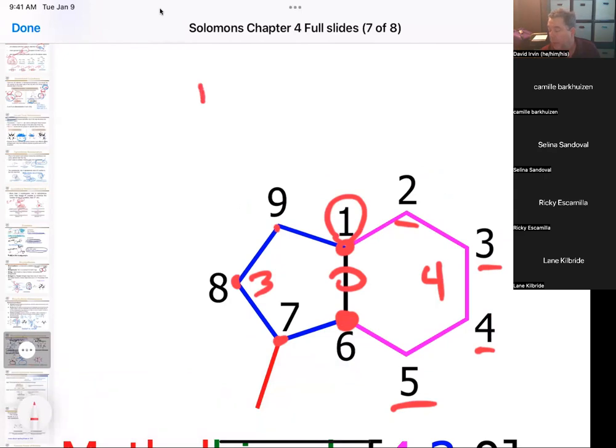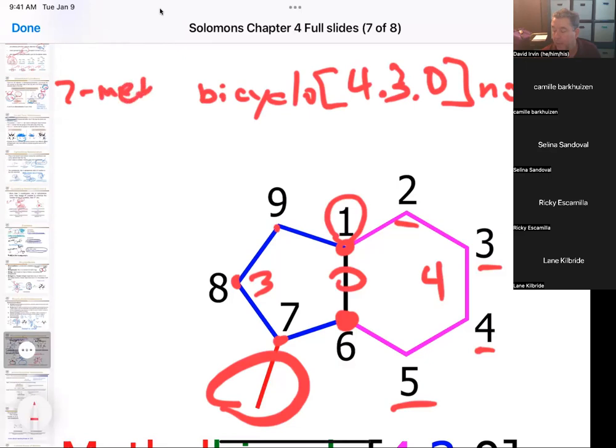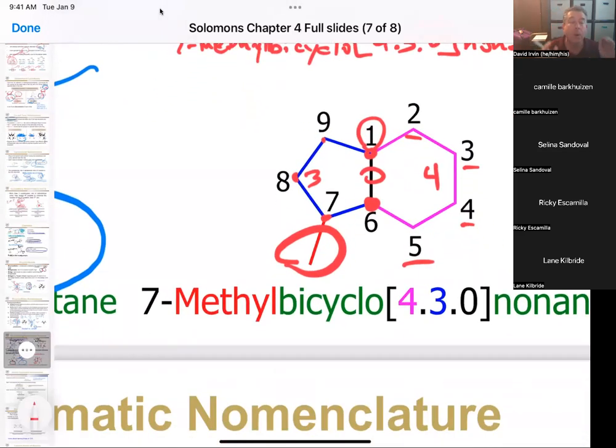So we're going to again start with bicyclo bracket 4.3.0, and there's 9 carbons in our ring system, so nonane. And then we have a methyl group on our 7, so it's 7-methyl, meth for 1 carbon, and yl because it's a substituent. So it's 7-methylbicyclo bracket 4.3.0 bracket nonane. Okay, so do we see how we want to do our system?